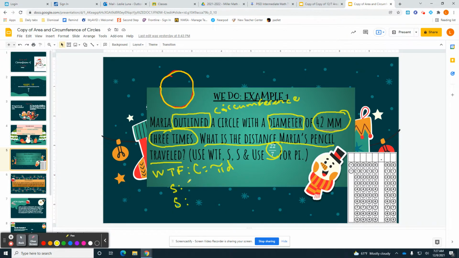Okay? So now you would substitute, right? So what am I substituting? Well, I'm looking for circumference. And then it says for pi to use 22/7, times the diameter, which is 42. Okay. So remember we have a fraction times a whole number, so we're going to put our whole number above 1 to make it a fraction.